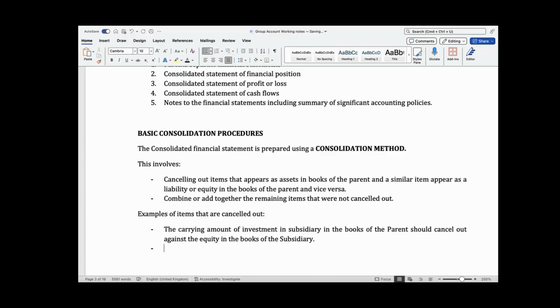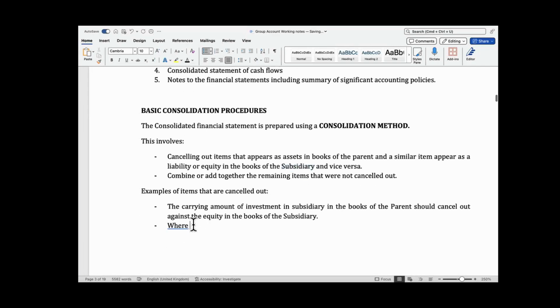Another one is... Sorry, sir. From what you just did now, does it mean that the first note you gave us, canceling out items that appear as assets in the books of parents? The other one, is it not supposed to be subsidiary? It's still parent. Lukman, all right, sir. Thank you, Lukman. That means you are following. Yes, sir. In the books of the subsidiary. Yeah, I'm sure now that somebody is following.